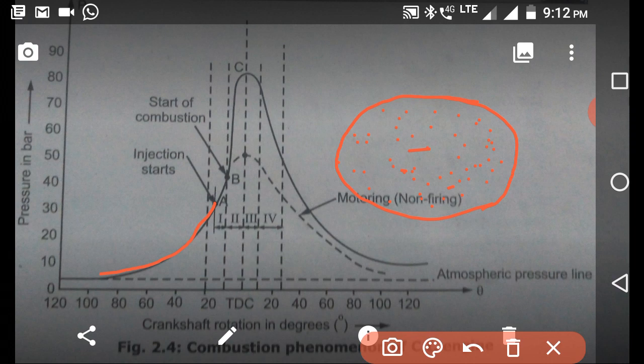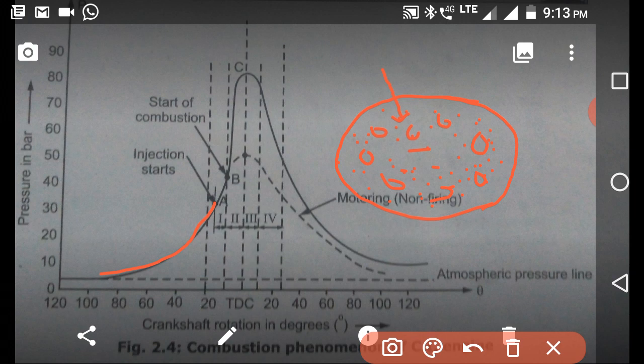At the end of the compression, we are injecting fuel. So fuel will come everywhere, it will be injected at all the places. Now whatever fuel we have injected in the combustion chamber comes in contact with the compressed air. So these are the fuel molecules, and these fuel molecules come in contact with the compressed air.